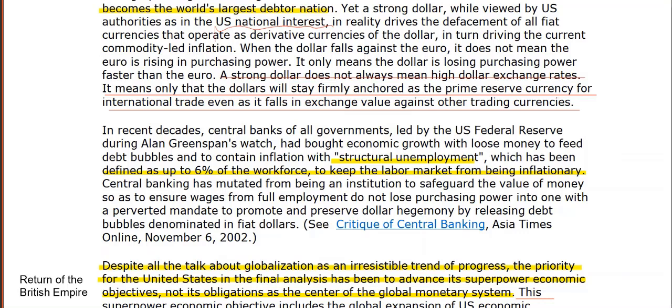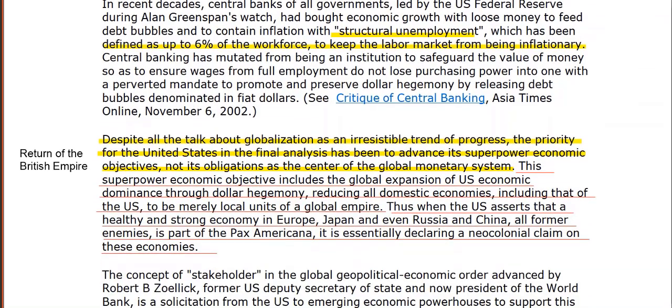Central banking has mutated from being an institution to safeguard the value of money so as to ensure wages from full employment do not lose purchasing power into one with a perverted mandate to promote and preserve dollar hegemony by releasing debt bubbles denominated in fiat dollars. Okay, we might look at that one, see the critique of central banking. We might look that up.